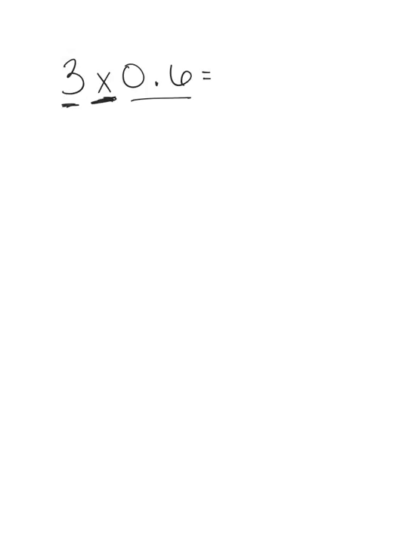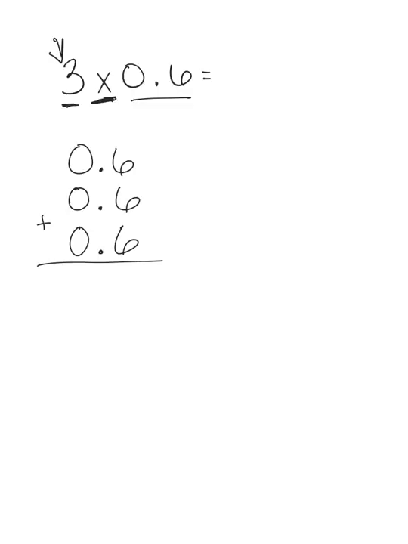So remember, anytime we are multiplying either a decimal or a fraction by a whole number, we can always use the repeated addition strategy. So in this case, I have 3 times 6/10, or 3 sets of 6/10. Well, that's the same thing as saying that I have one set of 6/10 and another set of 6/10 and another set of 6/10, which I can add all together because I can use the repeated addition strategy.